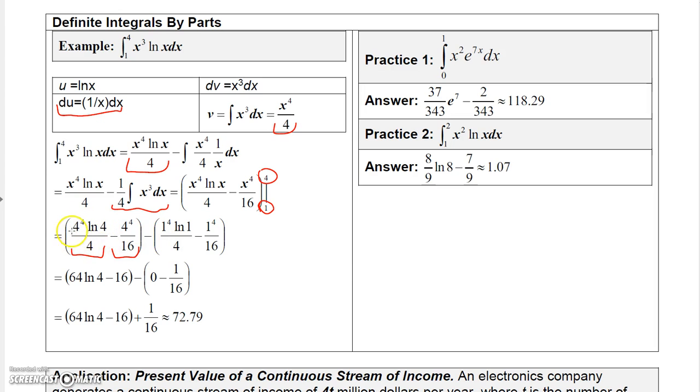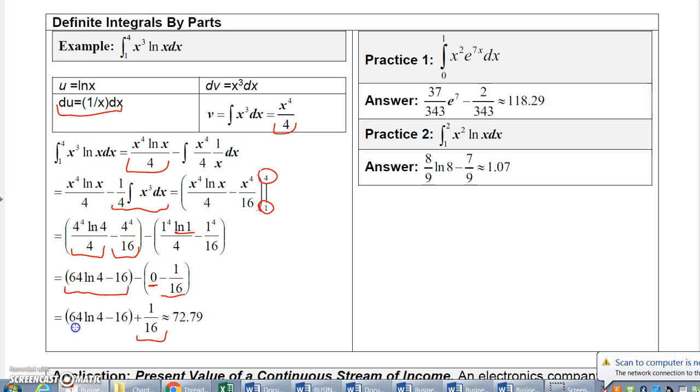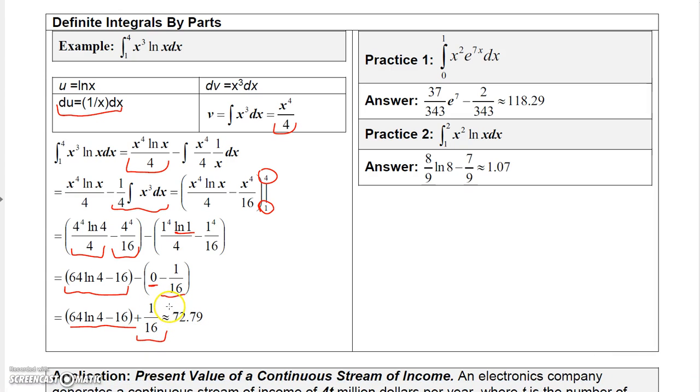4 to the fourth over 4 is 4 cubed, which is 64, times natural log of 4. And then 4 to the fourth over 16 is actually 16. So the first expression is 64 natural log of 4 minus 16. Now the second expression, since it has natural log of 1, remember natural log of 1 is 0, so this numerator is going to be 0. And so that first term is going to be 0. And then you have minus 1/16. Well, then distribute the minus, and that becomes plus 1/16. So you get 64 times the natural log of 4 minus 16 plus 1 over 16. And then I went ahead and plugged it into the calculator and got an approximation.